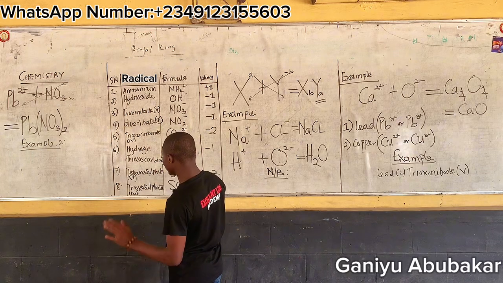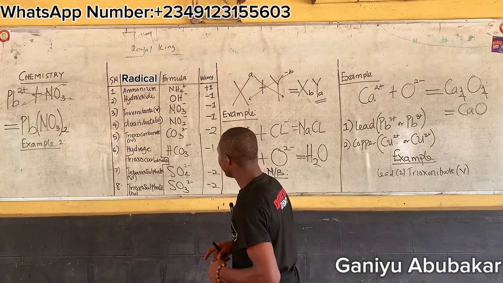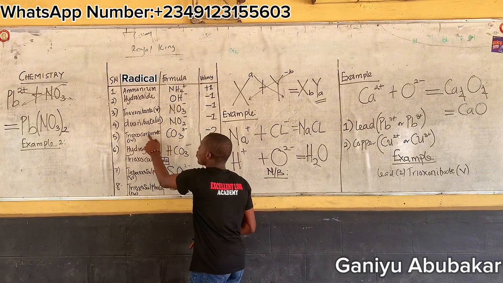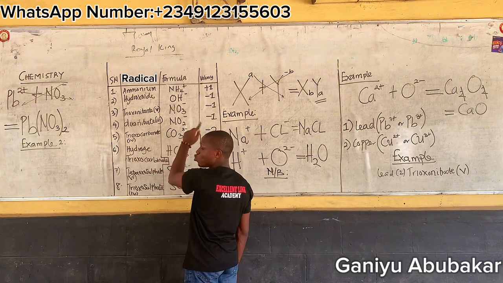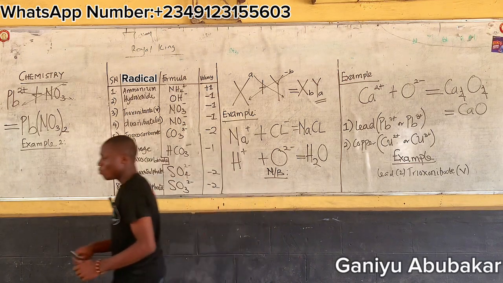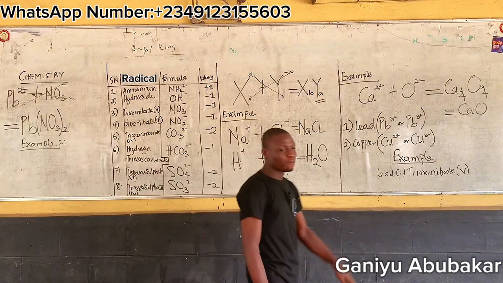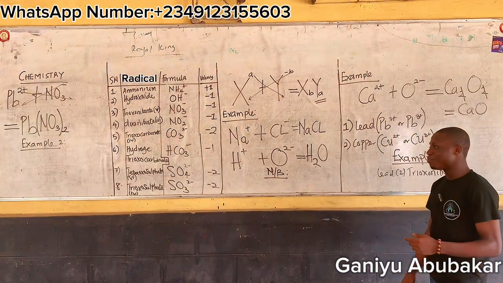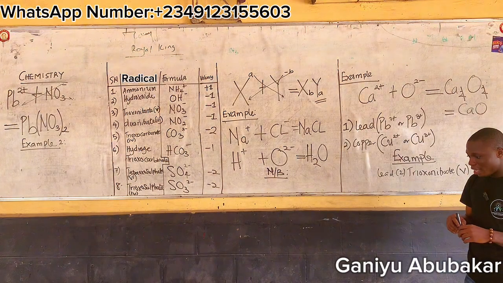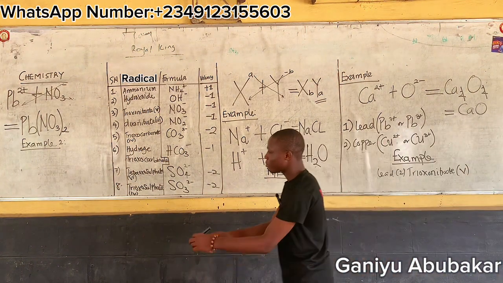Okay, this trioxocarbonate here, CO3 2 minus. So that becomes what? Calcium, Ca. Okay, do it first. Let me see. Just try it out. Before I do this for you, try it. Yes, try it first. Let me see what you get as the answer.